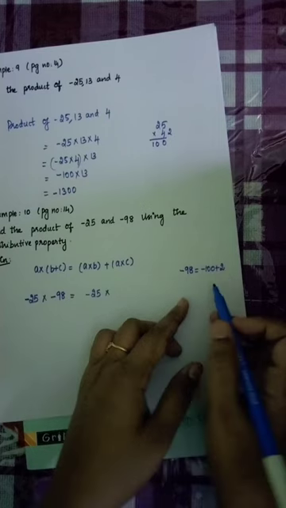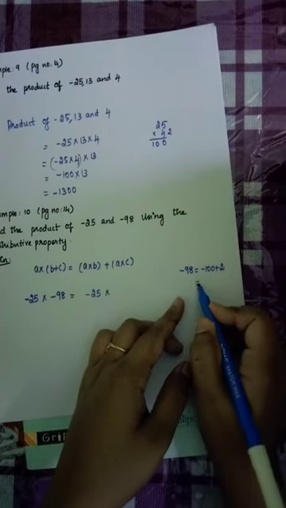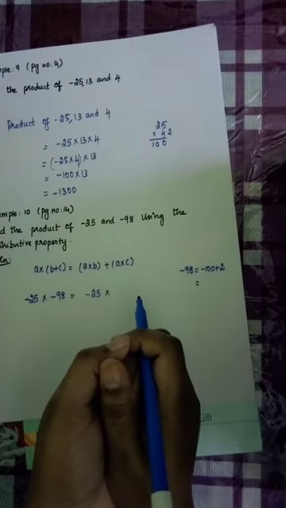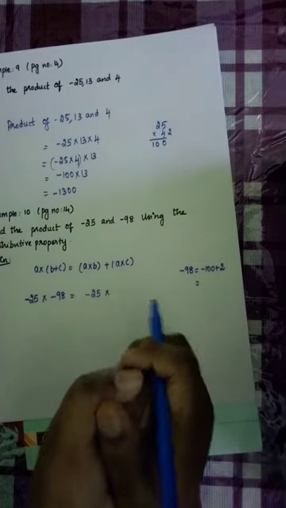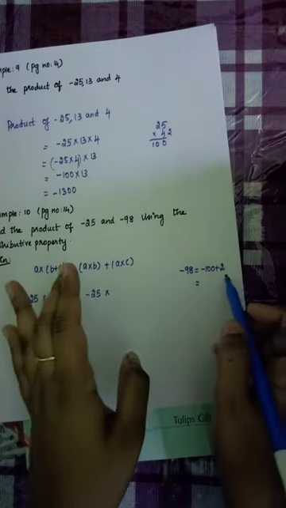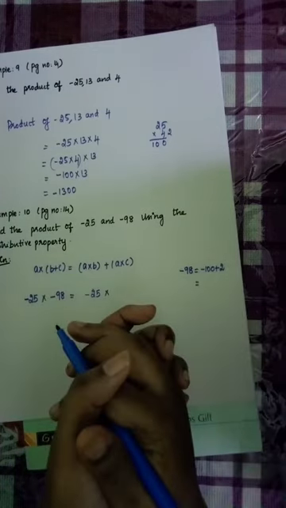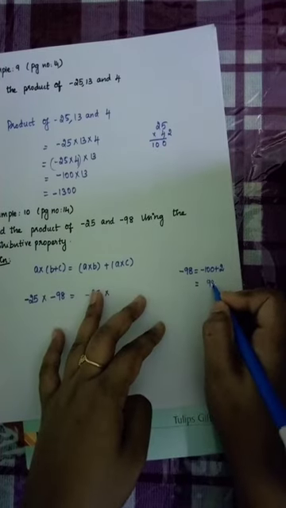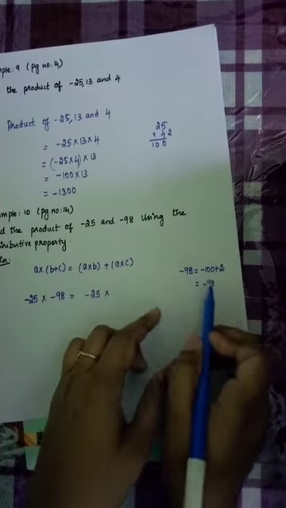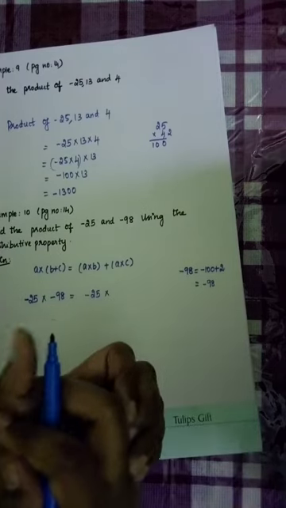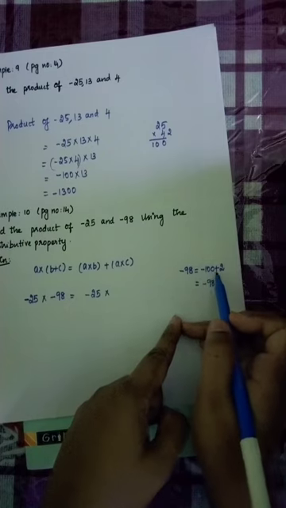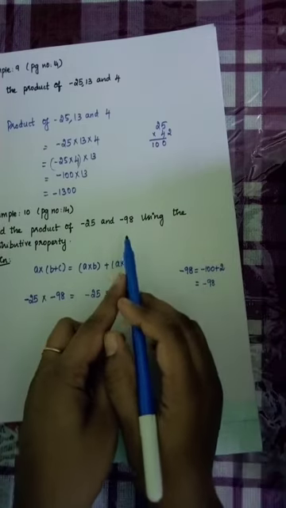Both the signs are different, so what will you do? First subtract both numbers. What is 100 minus 2? 100 minus 2 is, yes, very good, 98, and then put the greater number's sign. So we can write this minus 98 as minus 100 plus 2.